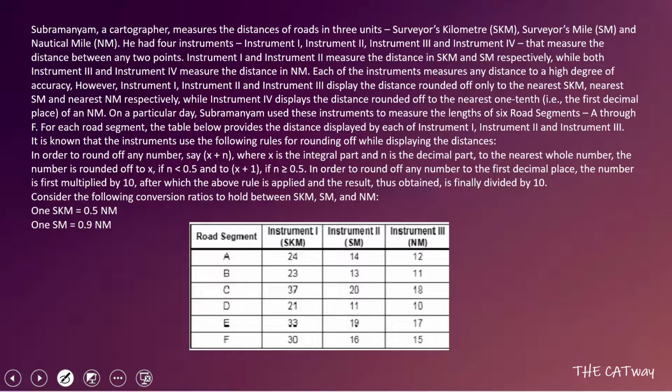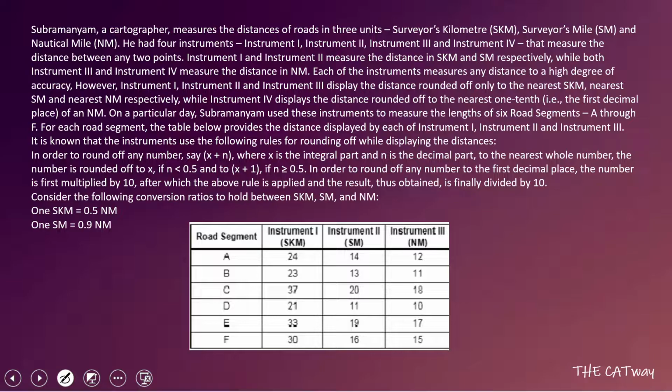In order to round off any number, say x plus n, where x is the integer part and n is the decimal part, to the nearest whole number, the number is rounded off to x if n is less than 0.5 and to x plus 1 if n is greater than or equal to 0.5. In order to round off any number to the first decimal place, the number is first multiplied by 10, after which the above rule is applied and the result thus obtained is finally divided by 10.